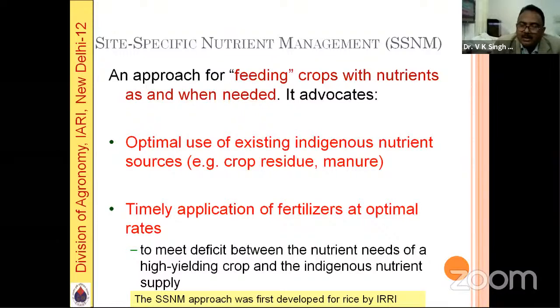take our own example. If we have enough food in our stomach, we don't need any nutrient. But if we have not taken any food from morning till this afternoon, we will require more nutrient. So this is the approach which feeds the crops with nutrients as needed: how much is needed, and when. What is the real time when we have to apply? This whole approach depends on this.